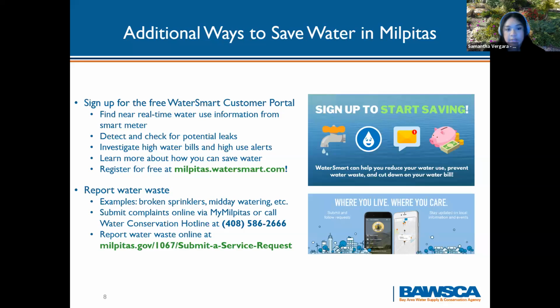And then another really important way to save water in Milpitas is to report water waste when you see it happening. So this could be something like seeing broken sprinklers going off, seeing irrigation systems turning on during the rain, or at the wrong time of day. And you can report these issues to us by calling our water conservation hotline, which is listed over there, or reporting it through the My Milpitas app or web tool.